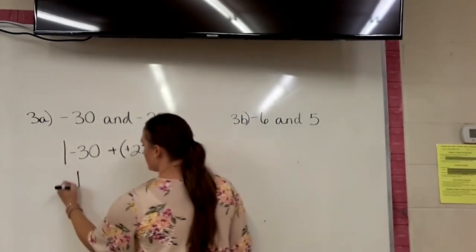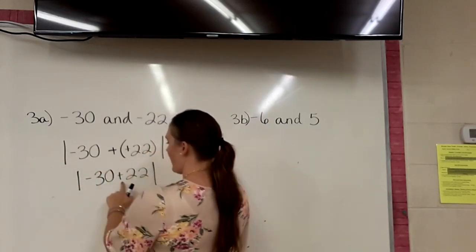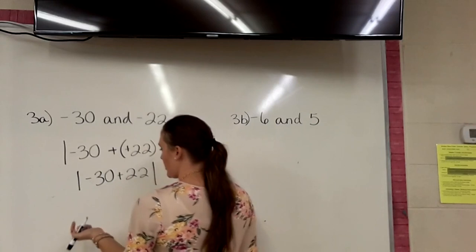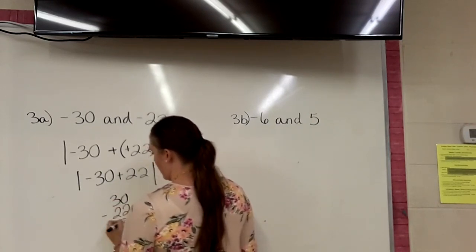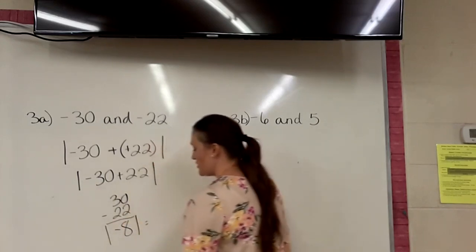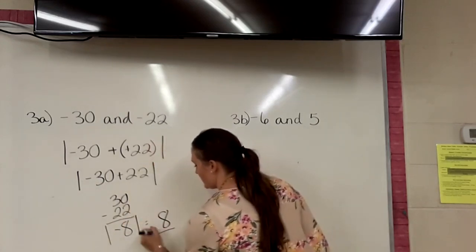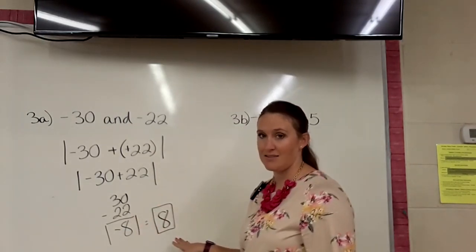So I have the absolute value of negative 30 plus 22. We're adding with a positive and a negative, so I subtract and keep the sign of the larger number, but it is absolute value, so that would be 8. They have a difference or a distance on the number line of 8.